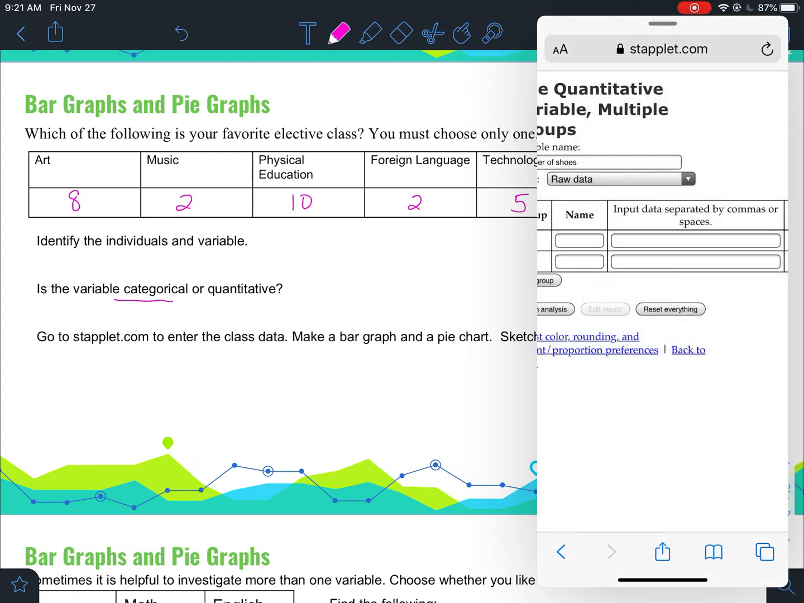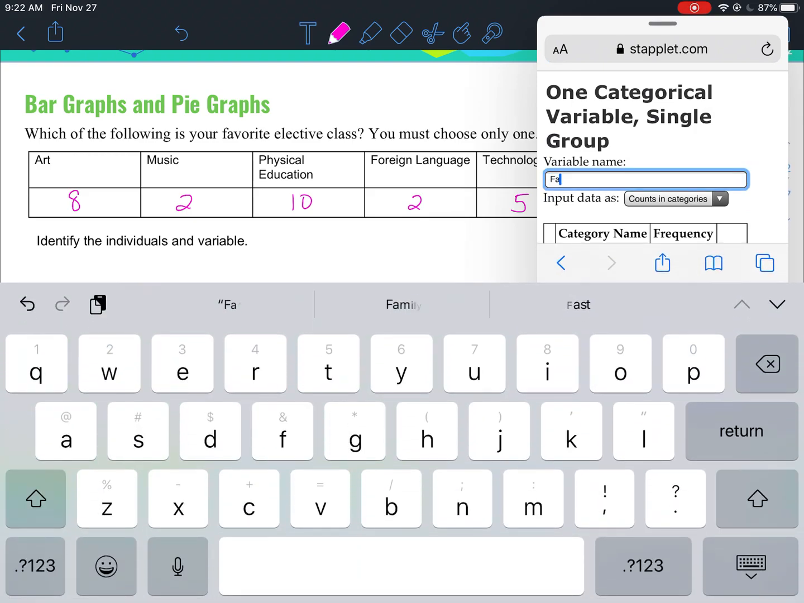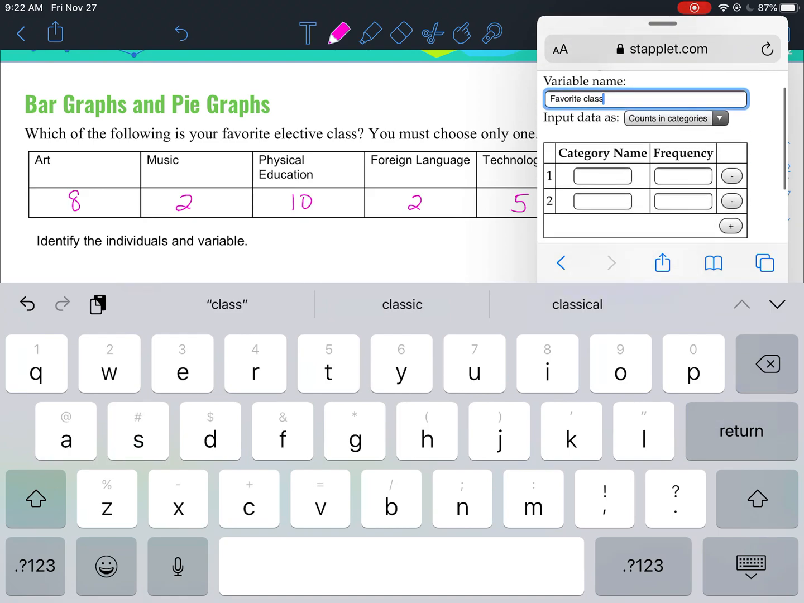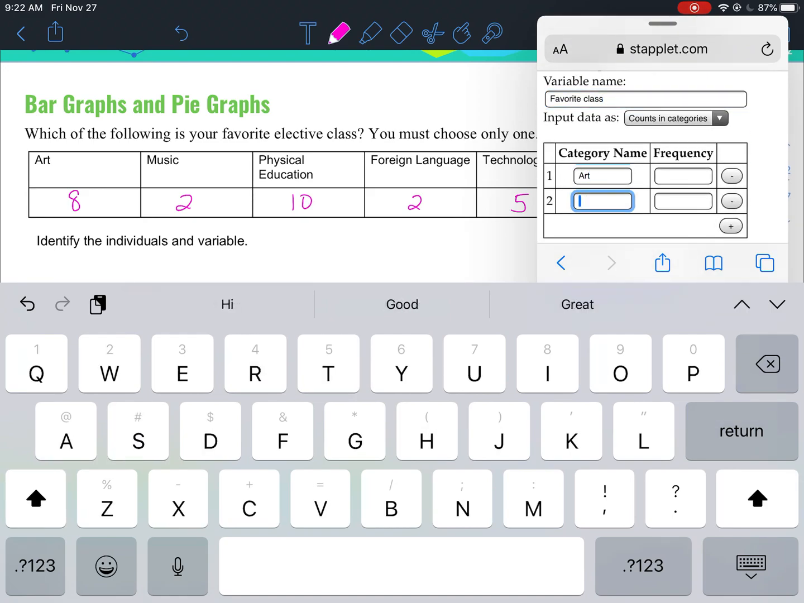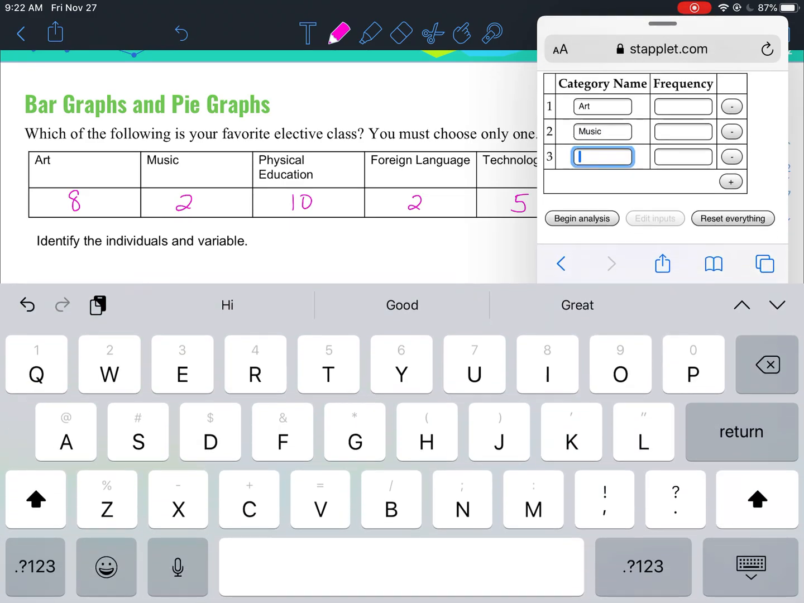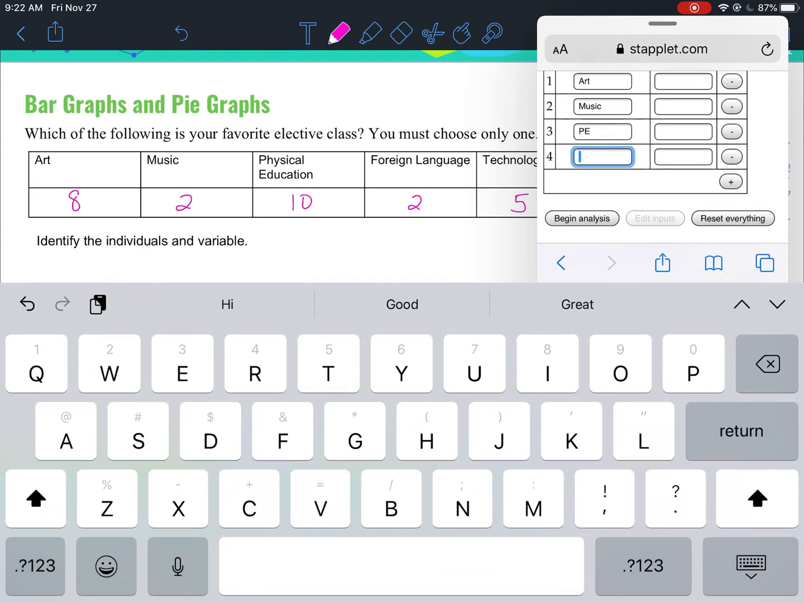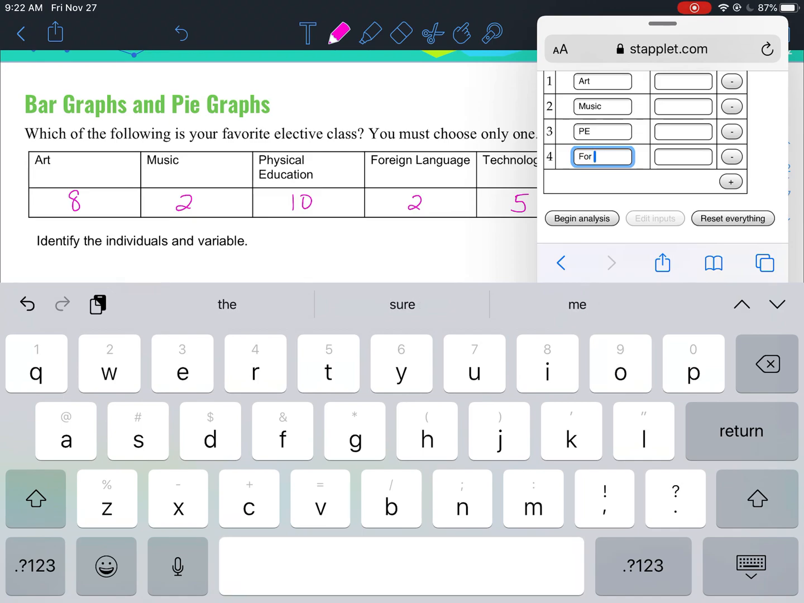So now let's go back to our website. We're going to go back. And now it's going to be categorical data, and it's going to be a single group. So it's going to be favorite class. And then we are going to do art. We are going to do music. We are going to do PE. We are going to do foreign language. We are going to do technology.